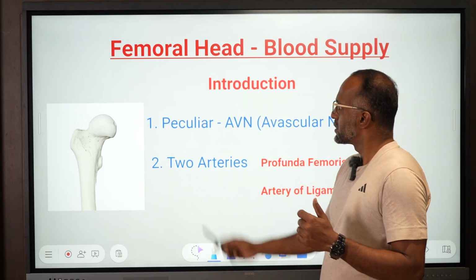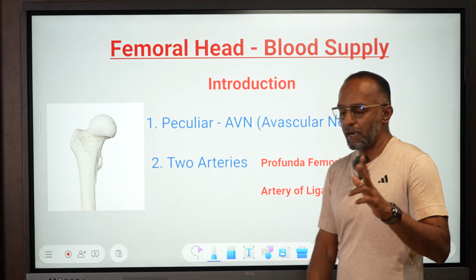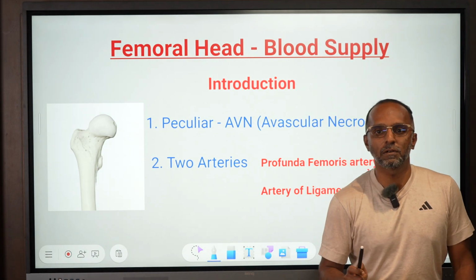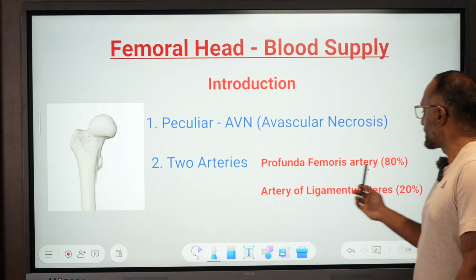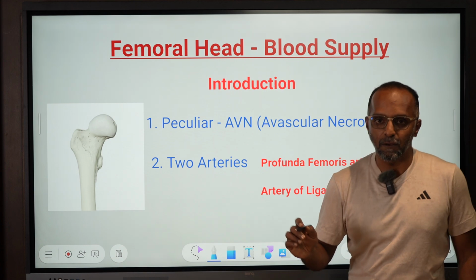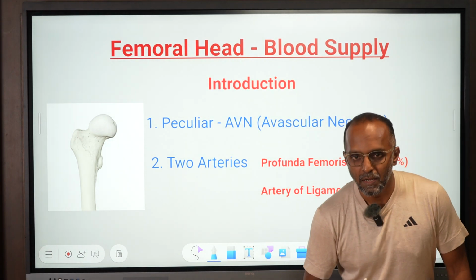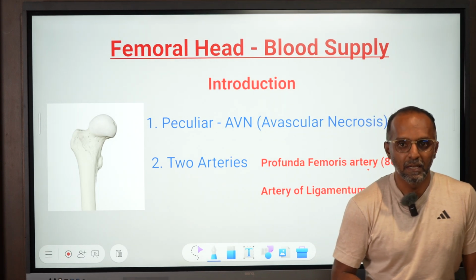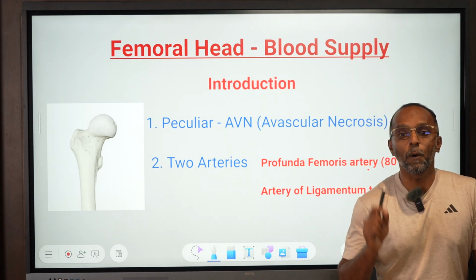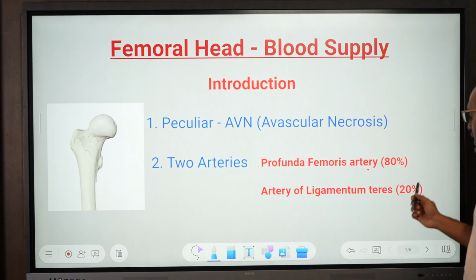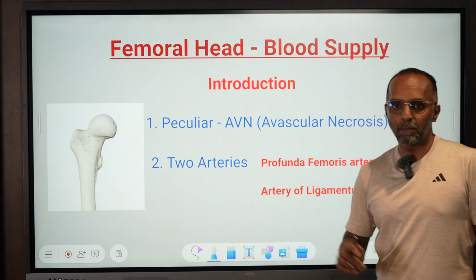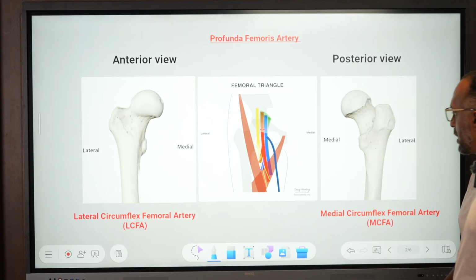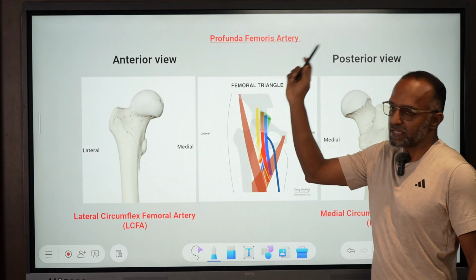And the second point is two important arteries supply the femoral head. The first artery is the profunda femoris artery, which is a branch of the femoral artery. This supplies nearly 80 to 90% of the blood supply to the head of the femur. And the second artery is the artery of ligamentum teres. This artery is a branch of the obturator artery, which supplies only around 10 to 20% of the blood supply to the head of the femur. Right? Now, what is this profunda femoris artery?